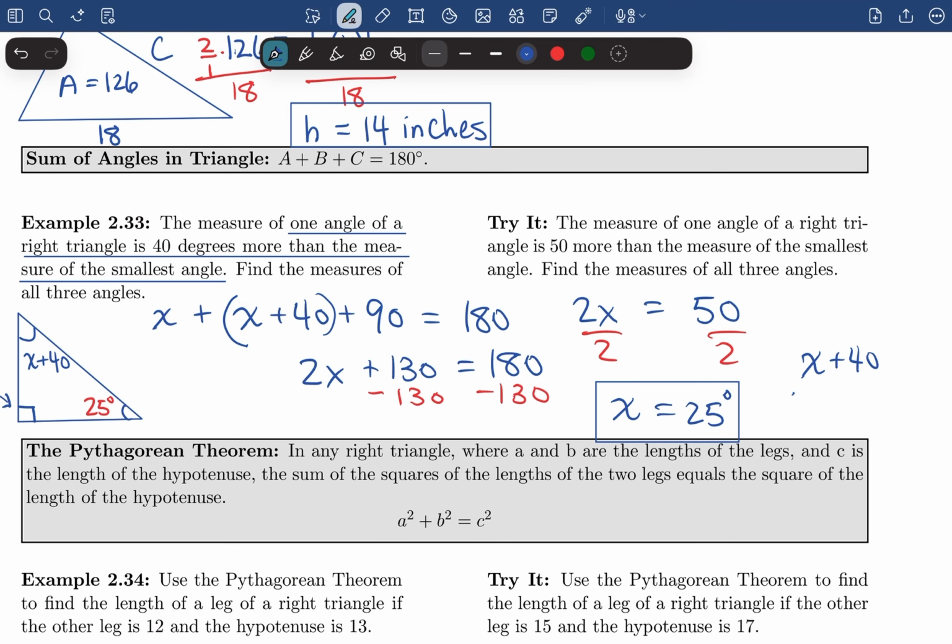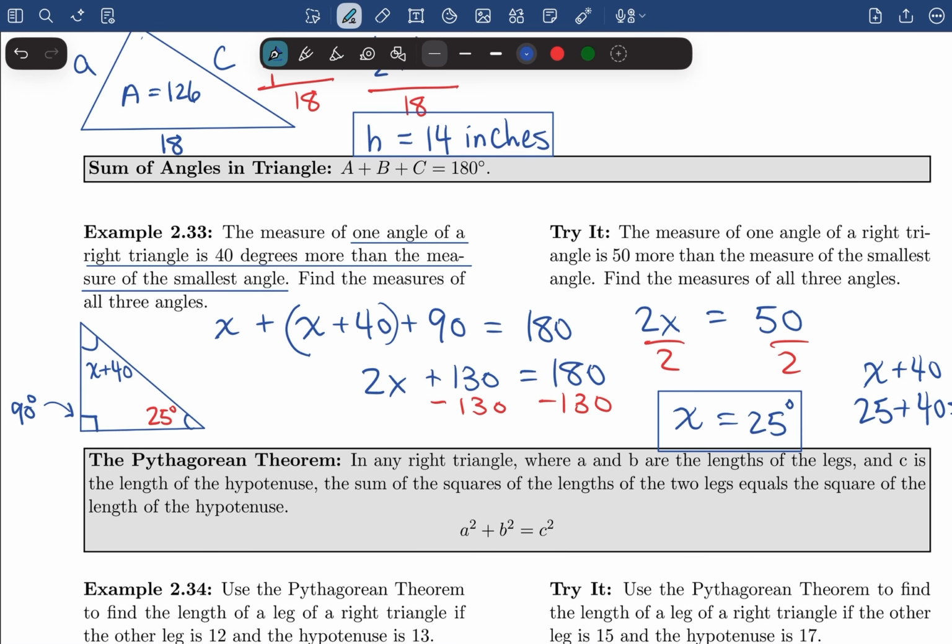That's going to be 25 plus 40 because we know x is 25. So 25 plus 40 gives us 65. So the next larger angle is 65 degrees. I'm going to get rid of x plus 40 and say that's 65 degrees. I have now found all three angles of my right triangle, 25 degrees, 65 degrees, and 90 degrees.